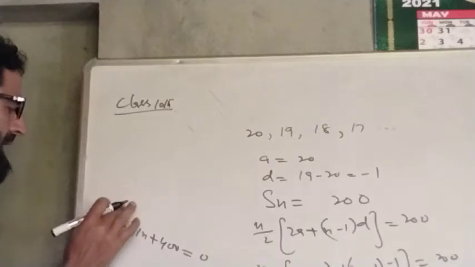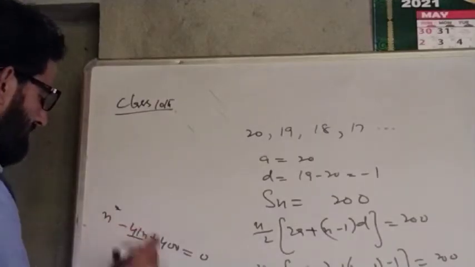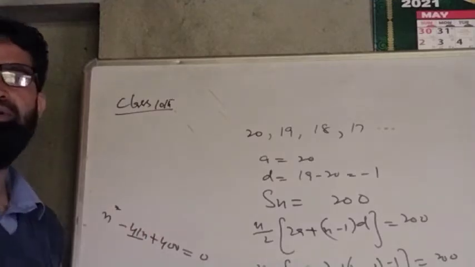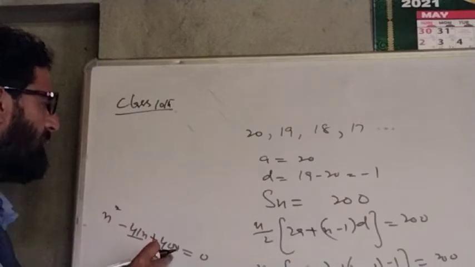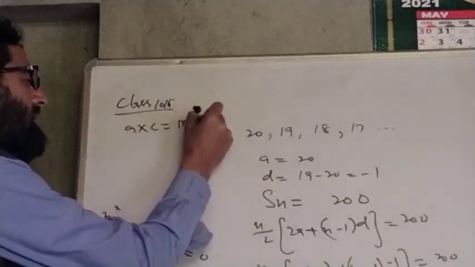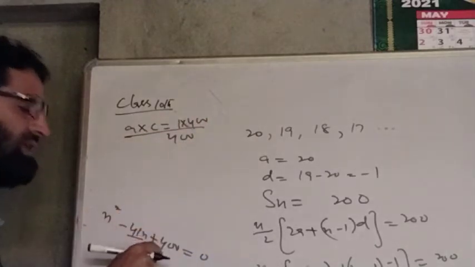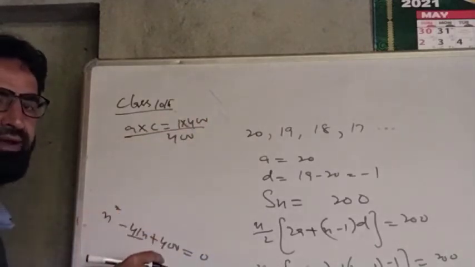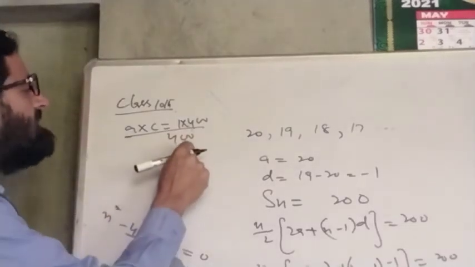Now here, let us apply the factorization method to solve a quadratic equation. Now here, A is equal to 1. What is C? It is 400. A into C is 1 into 400. And you know this is the factorization method. You have to multiply A and C, that is 400. Now break the middle term in such a way that the product is equal to 400.